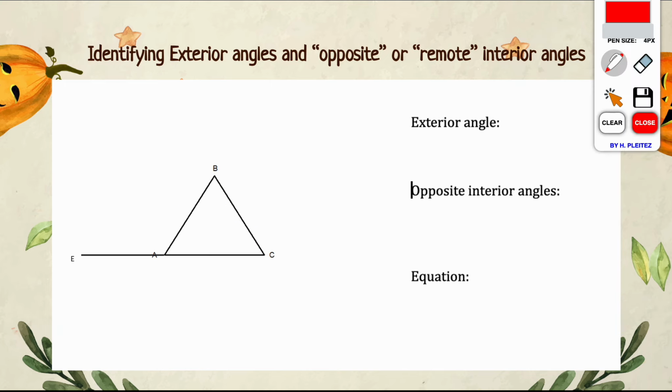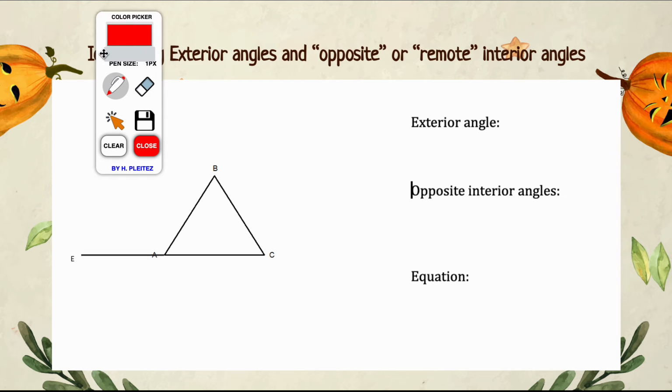All right, next, this looks more like the example that we had in our first slide where we're extending this bottom side to the left. So in this case, our exterior angle is going to be angle EAB. And then again, here is our exterior angle. And to get our opposite interior angles, what we need to do is go straight across from where our exterior angle is at. So our opposite interior angles are angle B and angle C.